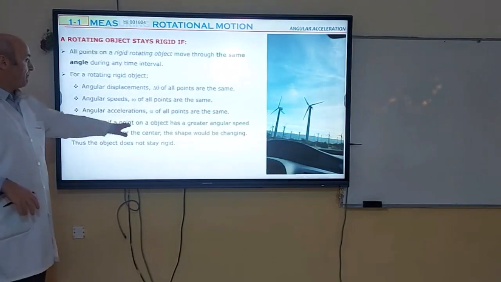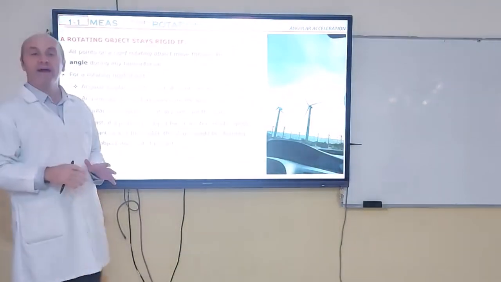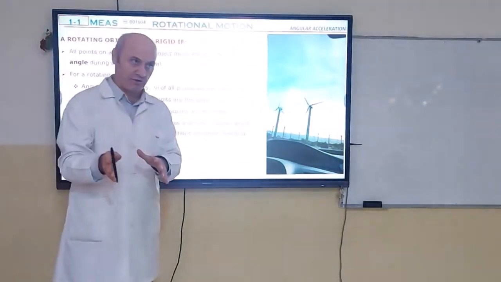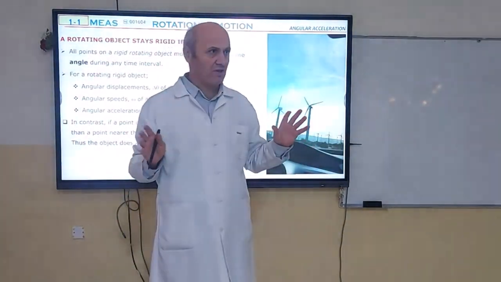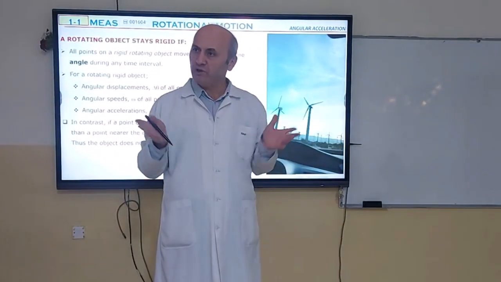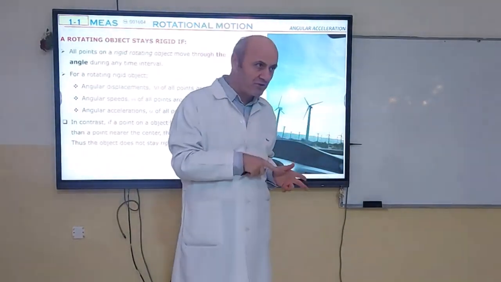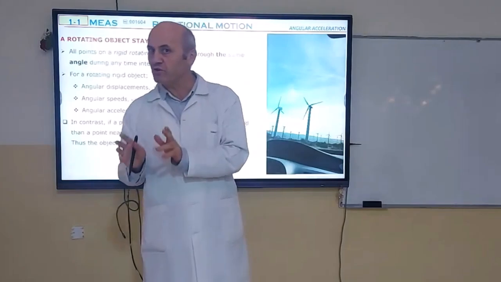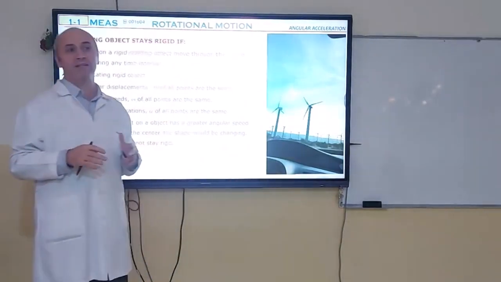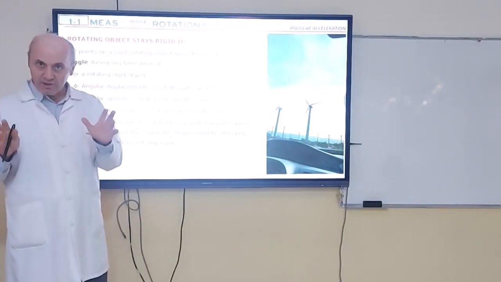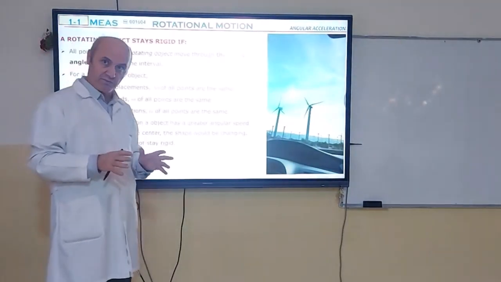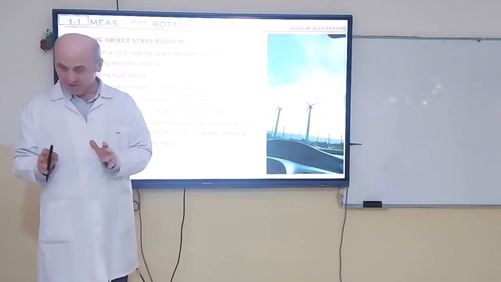But if a point or an object has a different angular speed than another point, in this case, we cannot say this object is rigid. Its shape must be changing, and it is going to be a non-rigid object. So the object is non-rigid. We expect the points to have different angular speeds, different angular displacements, different angular accelerations.